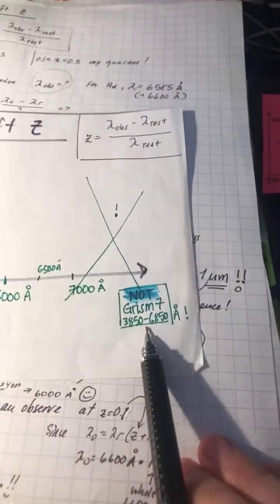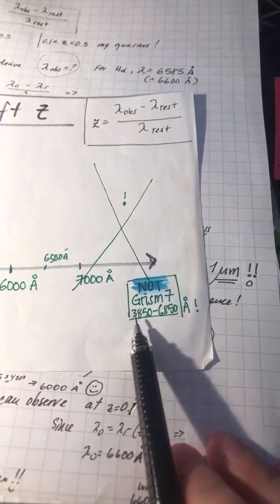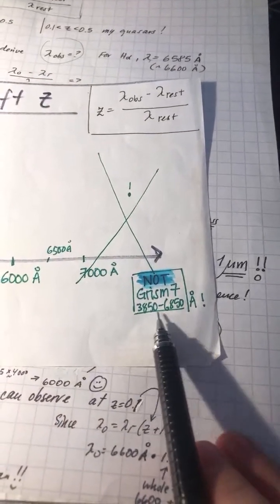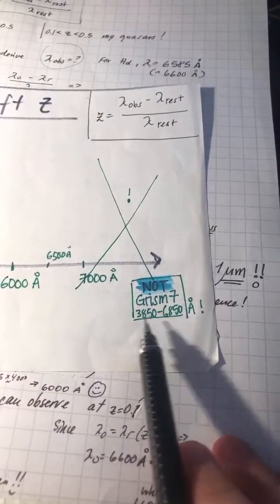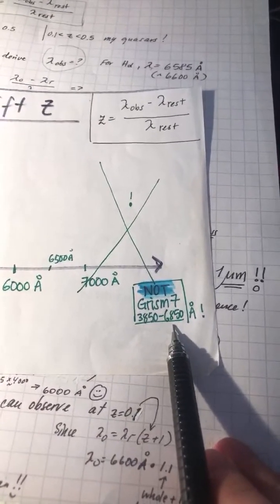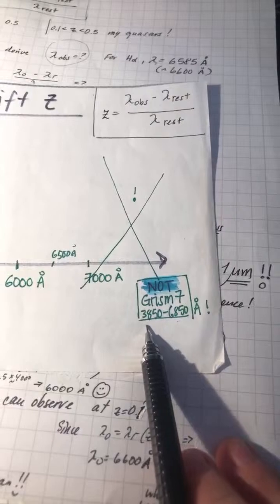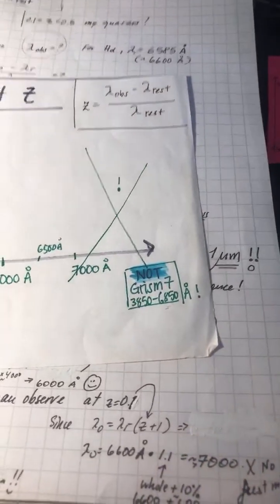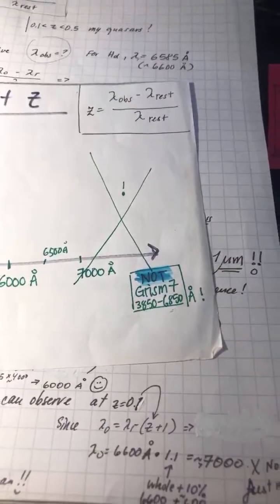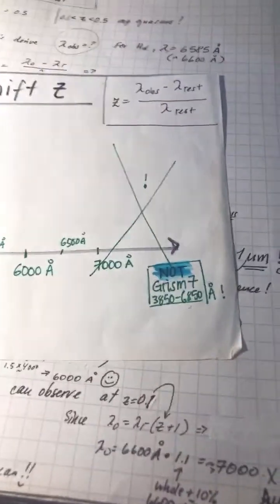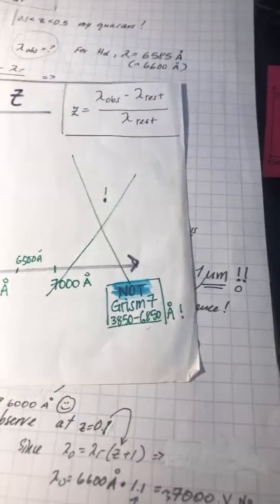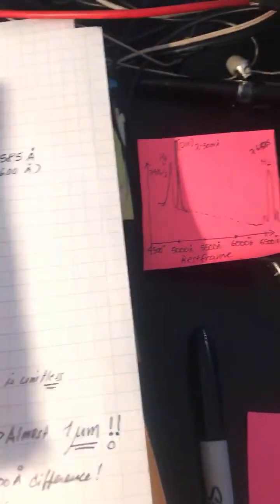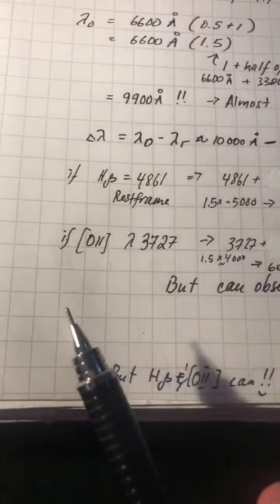GRISM number 7 for ALFOSC at Nordic Optical Telescope can observe between these two wavelengths. This is the range from about 4,000 to about 7,000 angstroms. So 10,000 is way bigger than what can be observed with that GRISM.